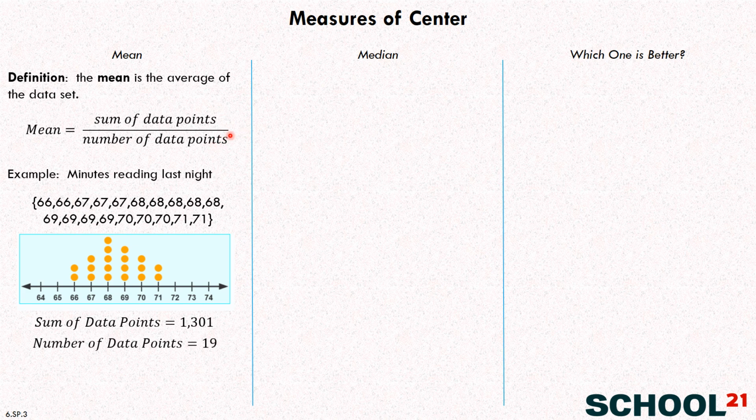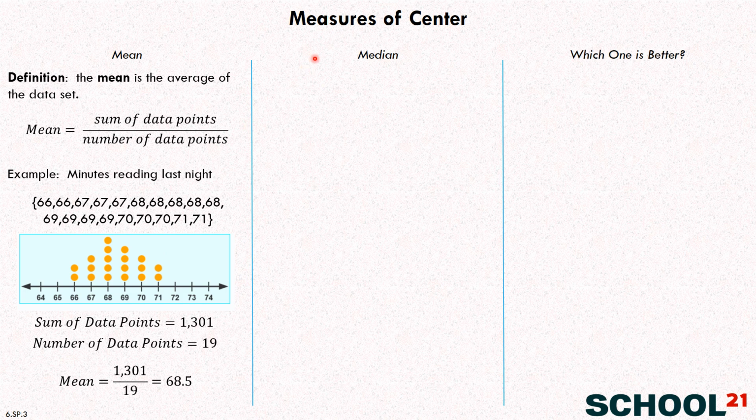The sum divided by the number. So we'll take this sum divided by the number. So 1,301 divided by 19, and you get 68.5. And that is indeed right around here in the middle, between 68 and 69 is where we would have expected the middle of the data to be. So that's using the mean to calculate the middle of the data.